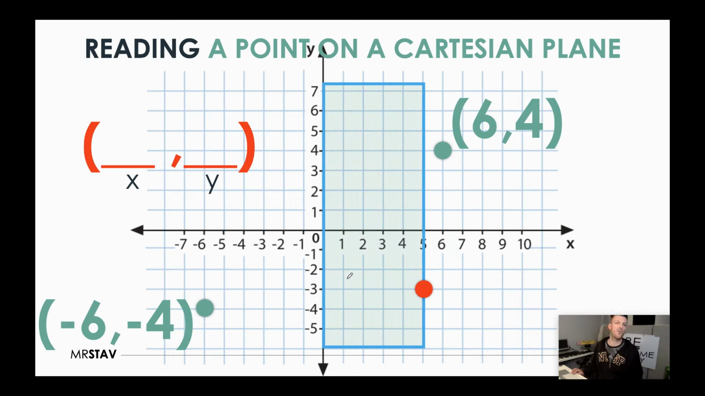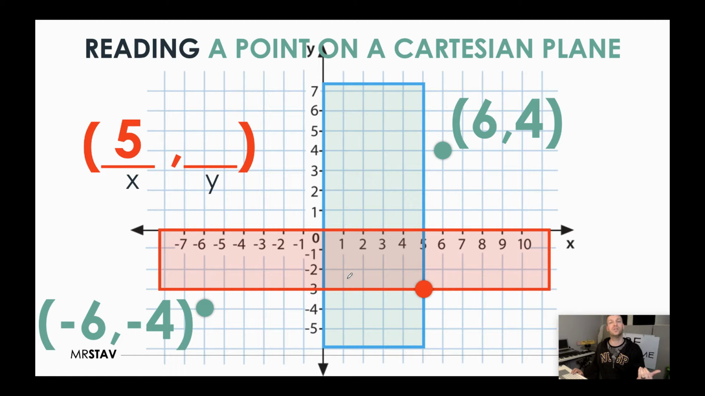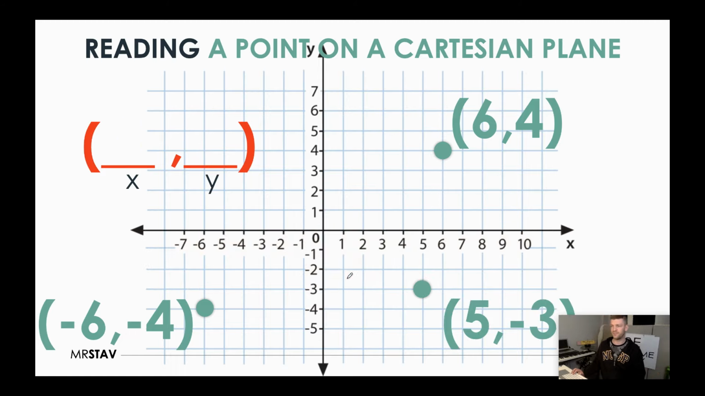We are over to the right 5. Because it's to the right, we are going in the positive direction. So this is positive 5. And then we're going down in the y-axis to a value of 3. So we're going down 3, which is negative 3.